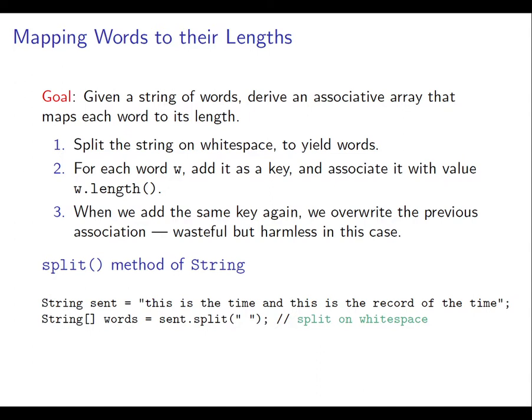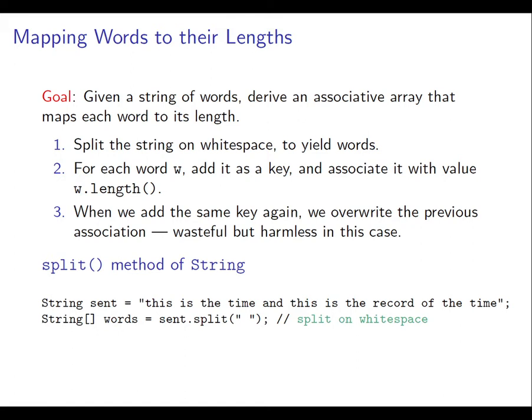This is the time and this is the record of the time. So we send that string the split method with some white space as an argument, and the result is that we get out an array called words of string. Then we're going to iterate over that array, and for each word in the array we're going to add it as a key, and we're going to associate it with a value which is going to be its length. We know how to find the length of a string, you just have to send the string the length message, so we're going to do that.